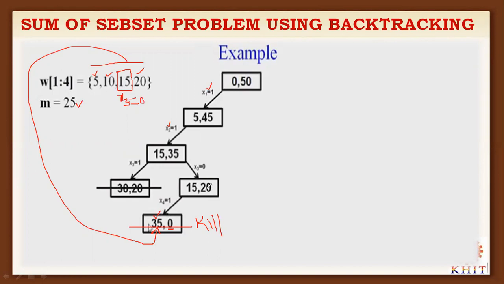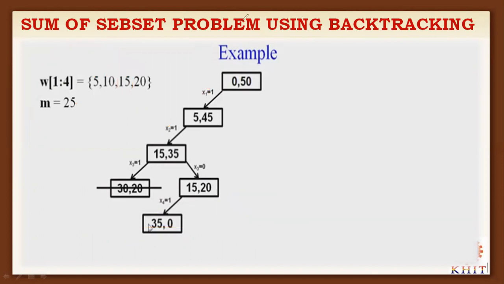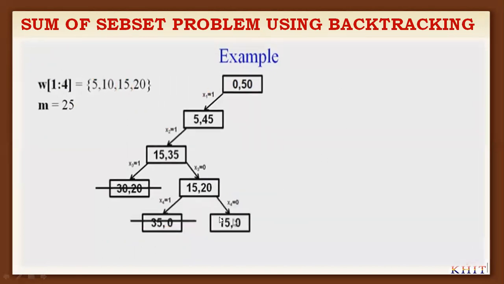So go back to the previous node and you need to apply x4 equal to 0. Let me check the values of weights, how much will be generated. So here, these two nodes are ignored, killed. Why? Because these do not satisfy the condition. So I have not selected x4. Now let me tell you how this 15 will be obtained. So here x1, first item selected, second item selected.